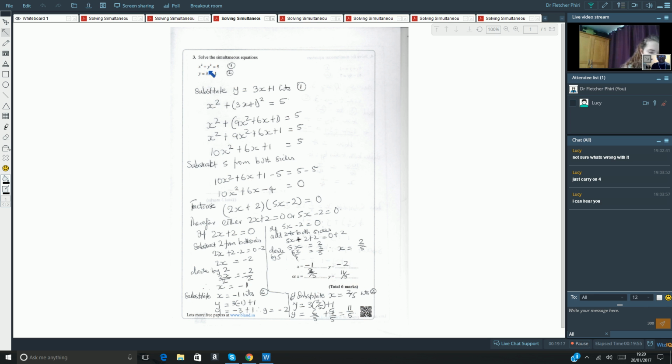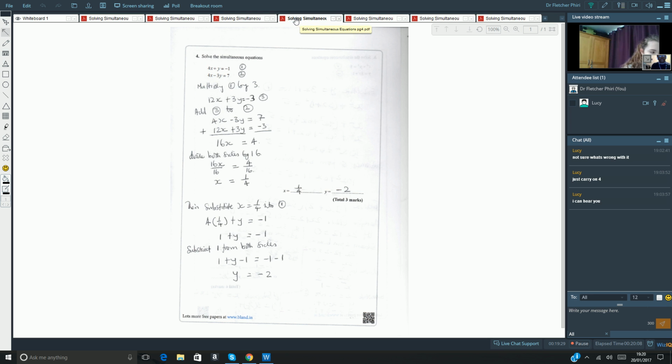So these are the 4 answers that you were supposed to find in this number 3 simultaneous equation question. Do you follow? Okay. Right. Let's go to number 4. Okay, here's number 4.